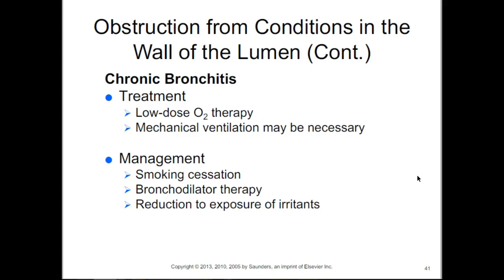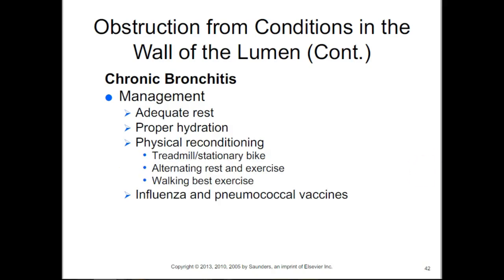So management, obviously smoking cessation, but that doesn't always work. Bronchodilator therapy, right? And reduction of exposure to any irritants. So what are we talking about here, right? So managing chronic bronchitis requires adequate rest, proper hydration, right? Influenza and pneumococcal vaccines all the time. And then a physical reconditioning. So starting to increase things like walking and biking with alternating rest and exercise, with walking being the best type of exercise to manage this chronic bronchitis.